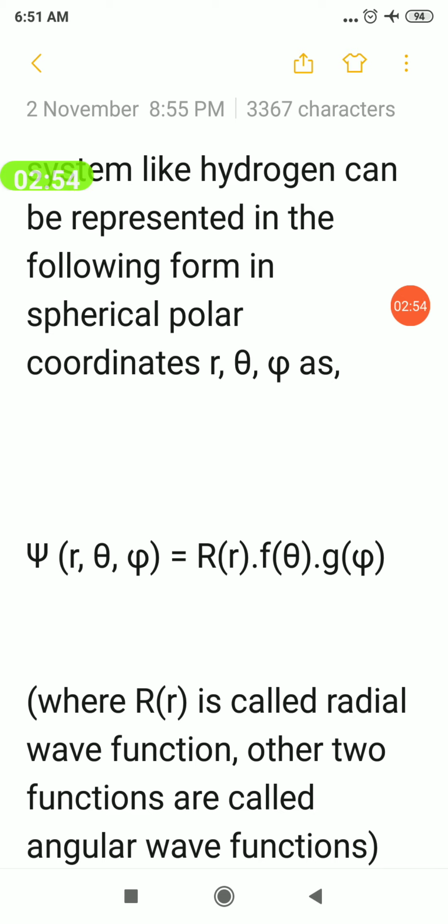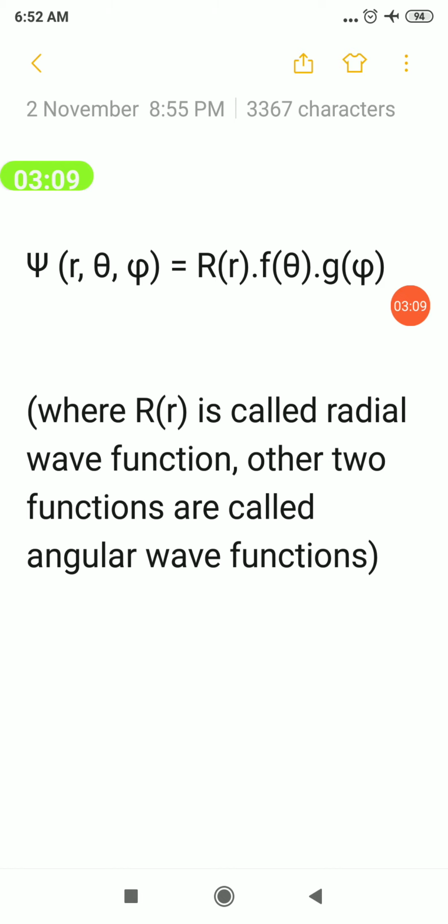Okay, generally psi is a wave function. While solving the Schrödinger wave equation, the solution can be represented in the forms of r, theta and phi. So out of these 3, R is called the radial wave function and theta and phi are called angular wave functions. Is it clear, students?